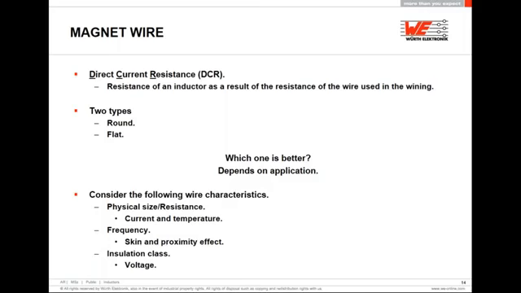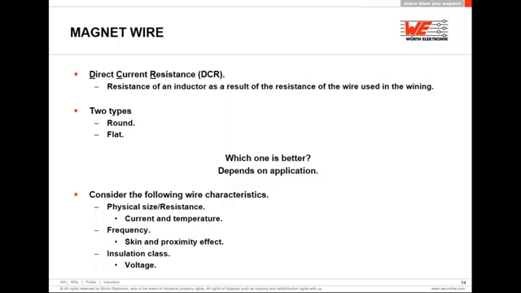We can define this concept as the resistance of an inductor as a result of the resistance of the wire used in the winding. On the following slides, we're going to review how to calculate this resistance value given the two main types of wires, round and flat. You might wonder, which one's better? Well, this entirely depends on the application.